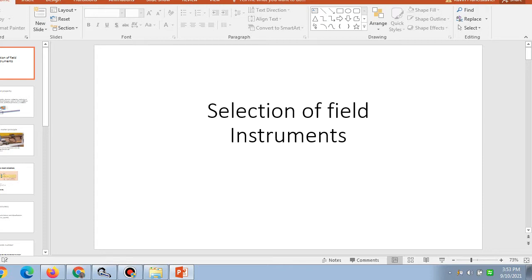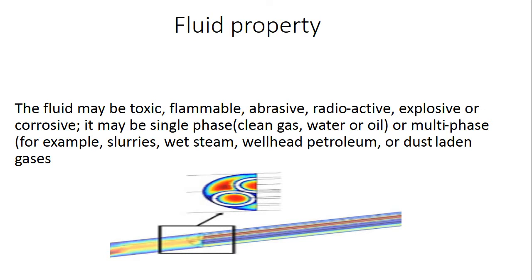Okay, we are going to learn about selection of field instruments, especially orifice plate and DP transmitters. Why is the selection of a flow meter very important?